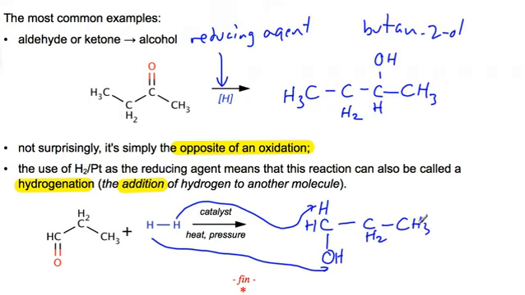And I get my organic product of that reduction, and that is going to be a primary alcohol. So this aldehyde, propanal, gets reduced to propan-1-ol. So propanone in the same reaction would be reduced to propan-2-ol. And that concludes this video.